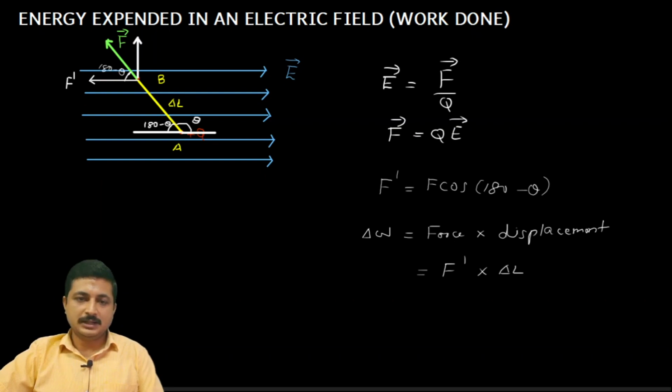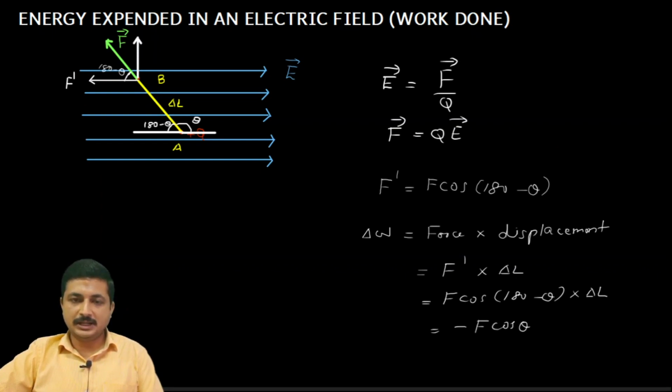What is the displacement? Yeah, it is delta L. So I get force into displacement as my work done. So now my job is just to substitute these discussed values into this equation and try to find an expression for delta W. So delta W, what is F dash? F dash is nothing but F cos 180 minus theta. Let me substitute it there. So I get delta W as F cos of 180 minus theta multiplied by my displacement. So I write it in a better way. F cos of 180 minus theta is minus cos theta. So I can write it as minus F cos theta delta L.